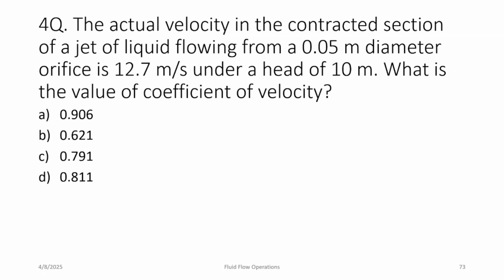So we were given the actual velocity in a contracted section, that is in the converging section, that is 12.7 meter per second. We are also given the diameter, so we can calculate area, right? So we have area, we have velocity, we also have head. So will we be able to calculate the coefficient of velocity?